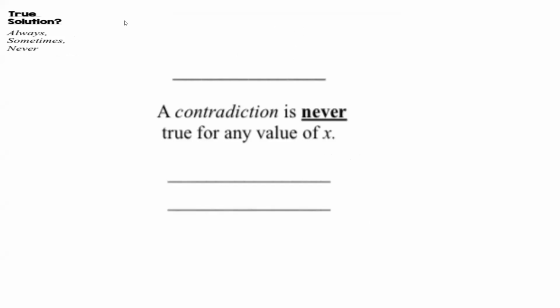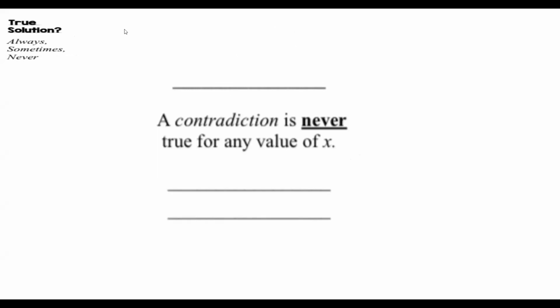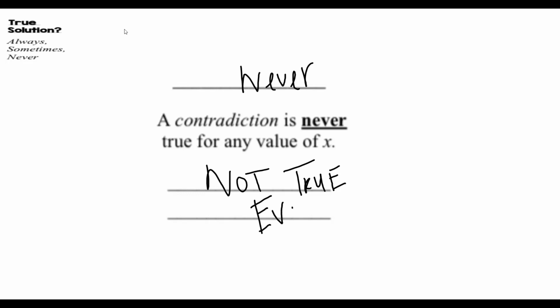Okay, so we want to know if it's true always, sometimes, or never. And that's true never. It's never going to be true. A contradiction is never true for any value of x. So not true ever. It's never going to be true.